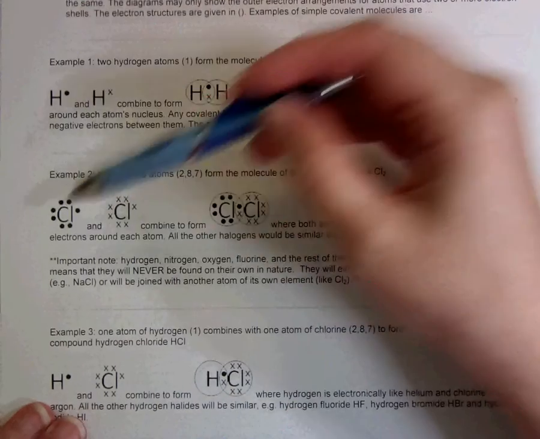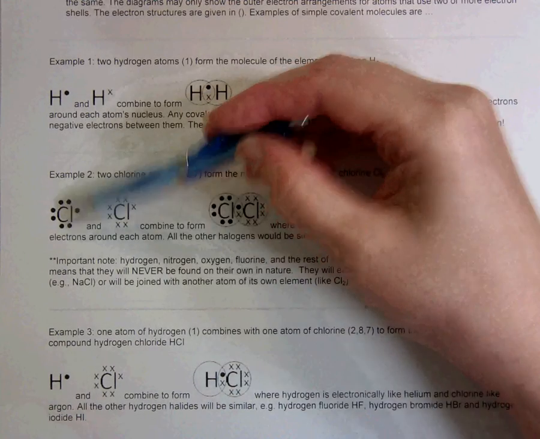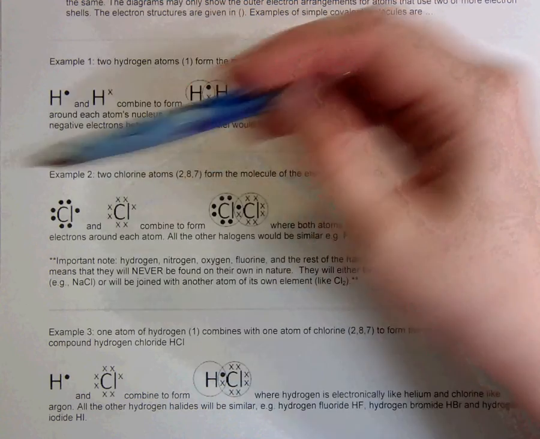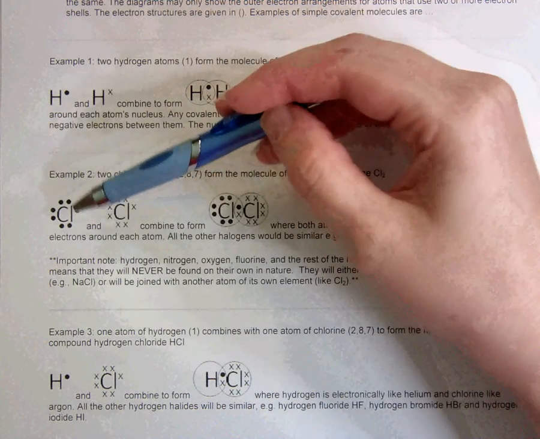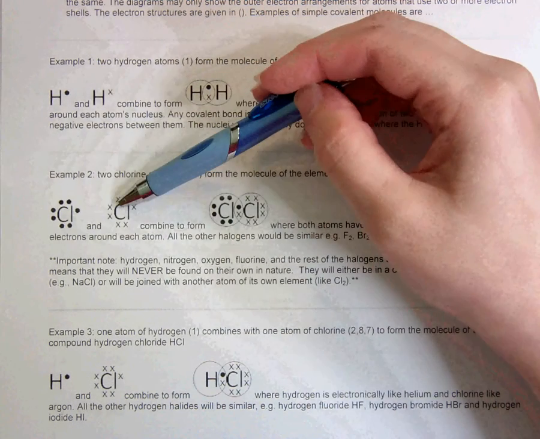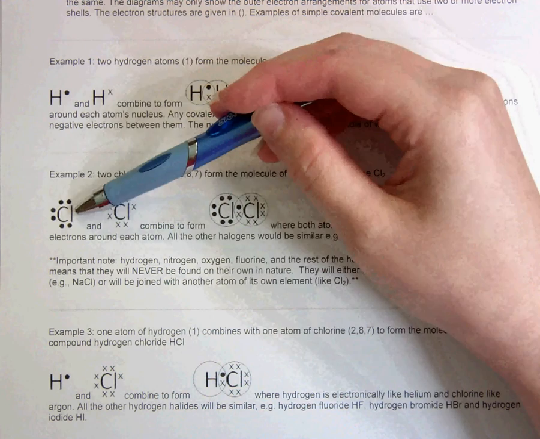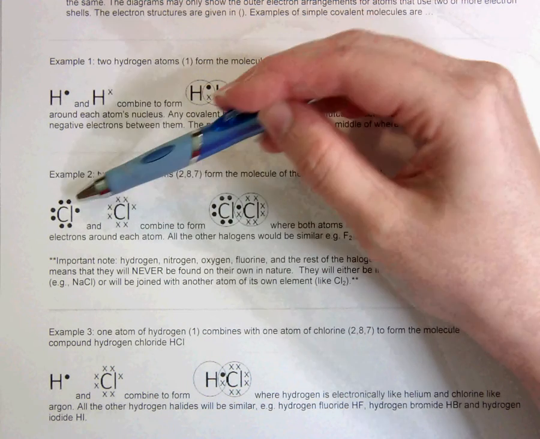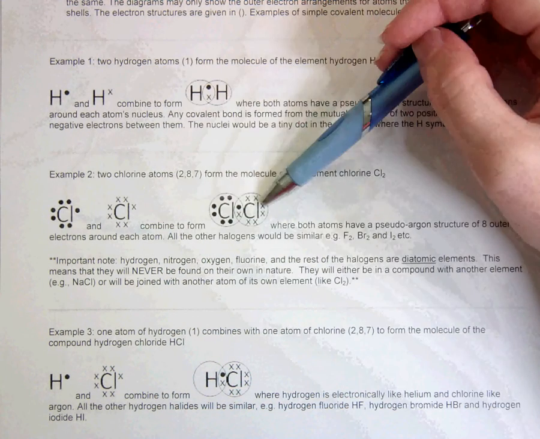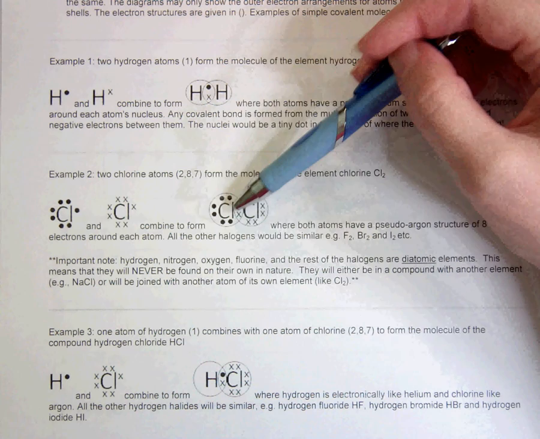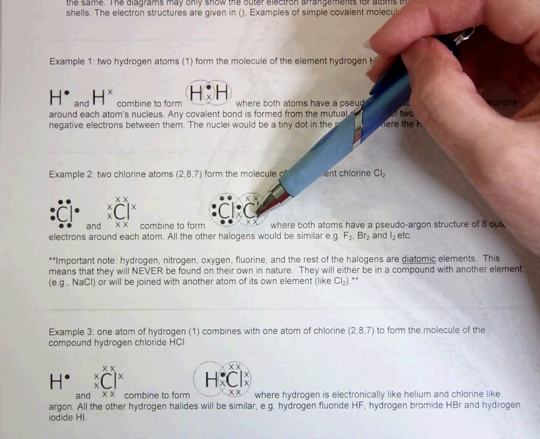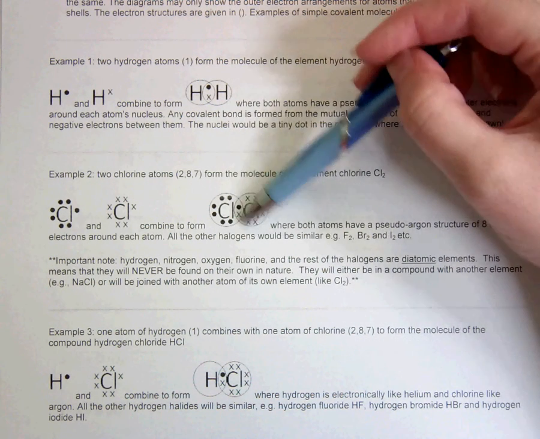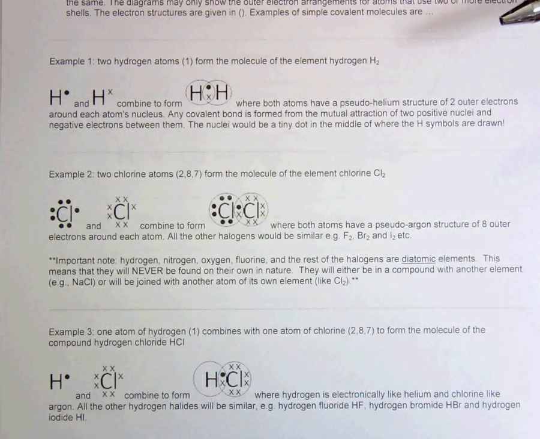Chlorine has 7, so it needs 1 more. So if I put 2 chlorines together, this one has 7, this one has 7, each one needs 1 more to have 8. So if this one shares 1 with him, and this one shares 1 with him, then they're both going to be stable with 8. So as you can see, this dot from this chlorine and this X from this chlorine are shared in the middle between the 2 chlorines.